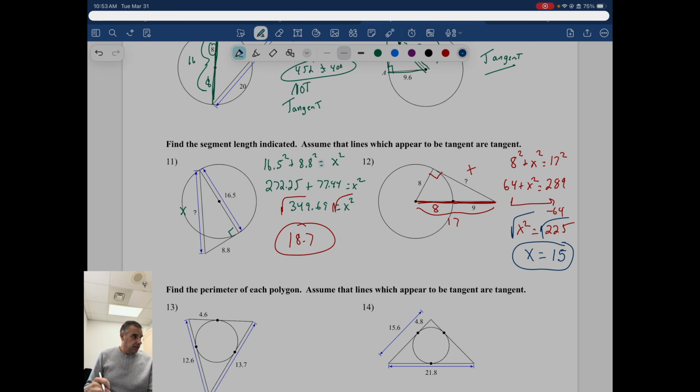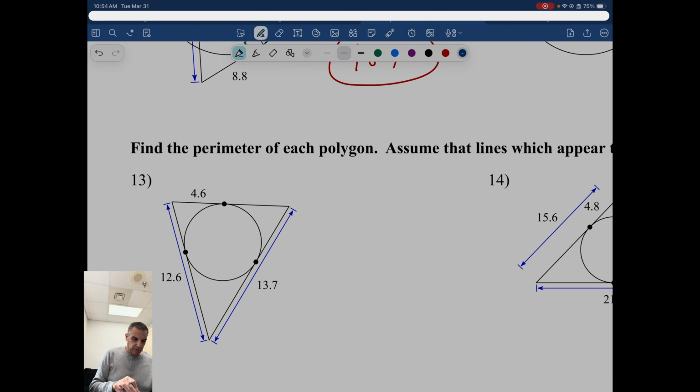On to number 13. How many do we have? We have 20 total. We're getting there.